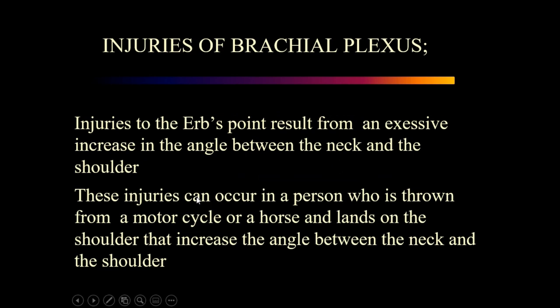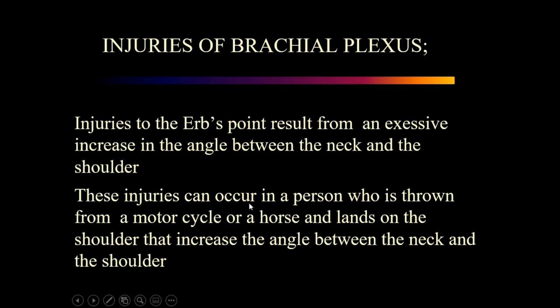Important injury we will see is the Erb's palsy. So we have learnt Erb's point. Erb's point is that point at which six nerves meet. So when will it be injured? You have to imagine if you are increasing the angle between the neck and the shoulder. So at that time, Erb's point is injured.